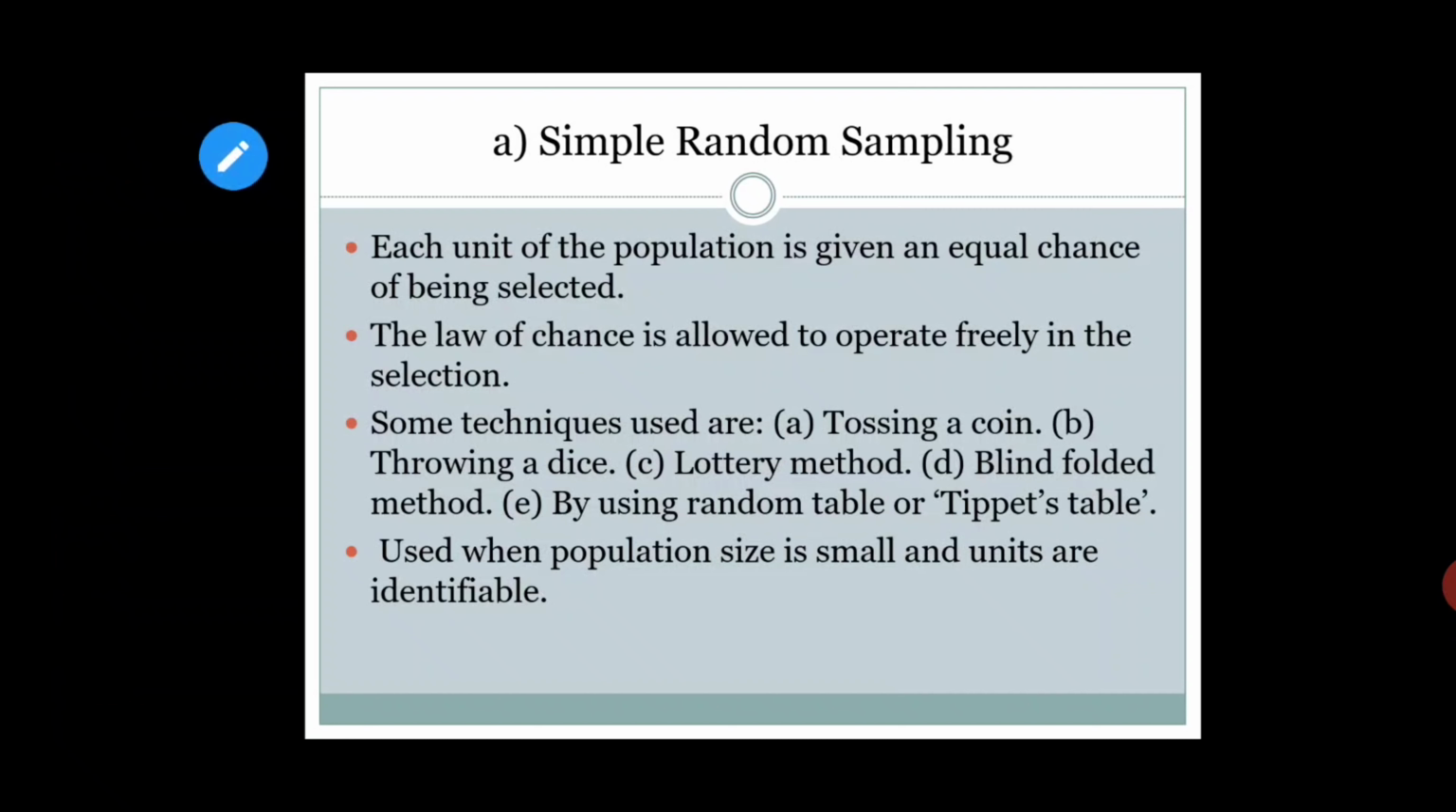This is the first type of probability sampling or random sampling. Simple random sampling. Each unit of the population is given an equal chance of being selected. The law of chance is allowed to operate freely in the selection. So some techniques used are tossing a coin, throwing a dice, lottery method, blindfolded method, by using random table or Tippett's table as we call it, used when population size is small and units are identifiable. So this happens to be the easiest and the simplest type of random sampling.